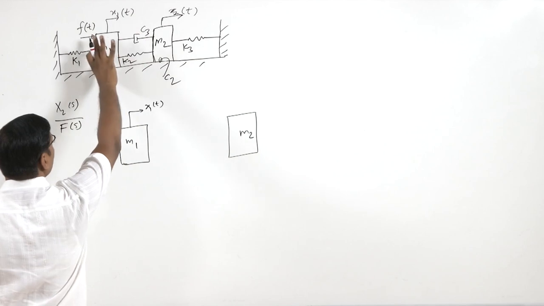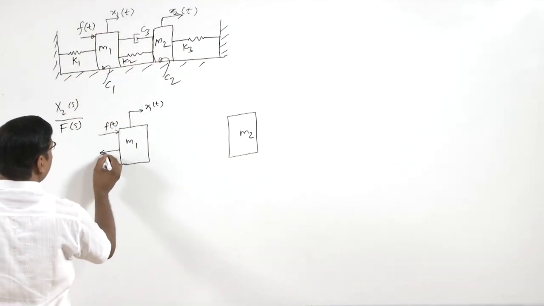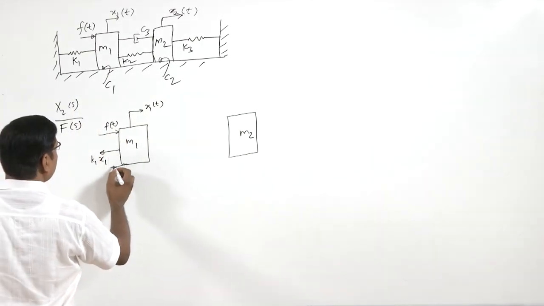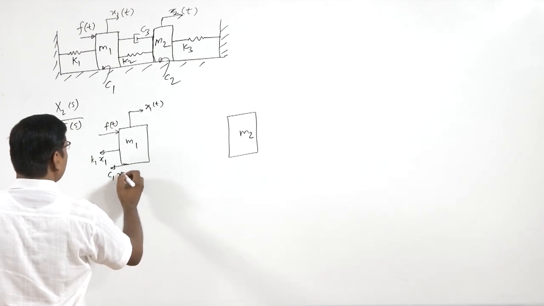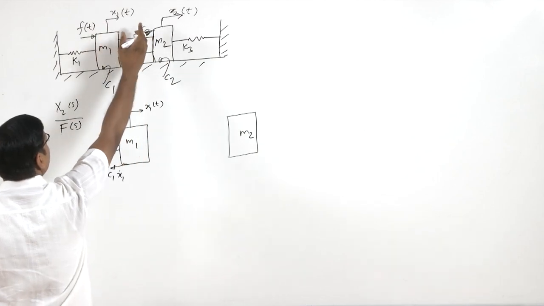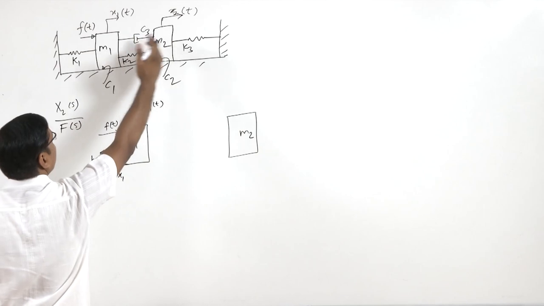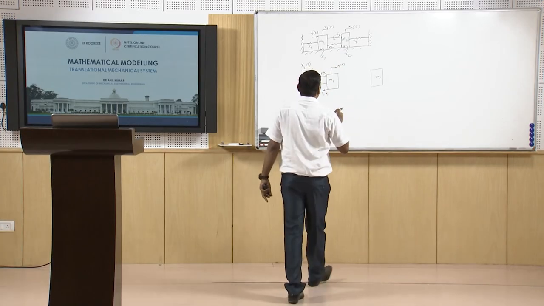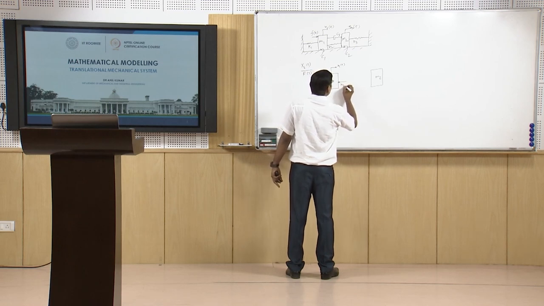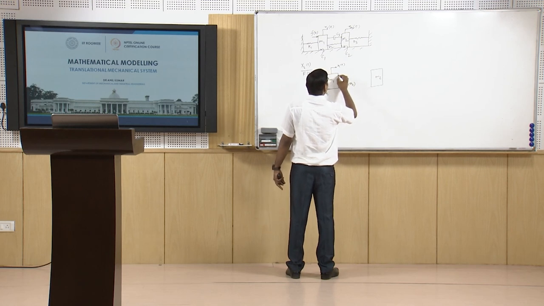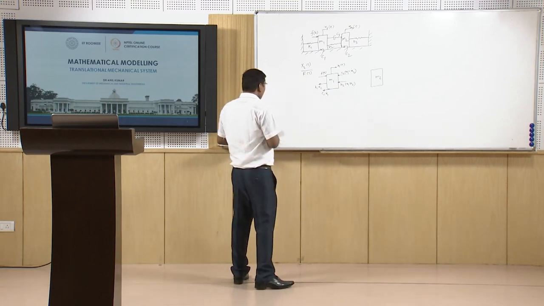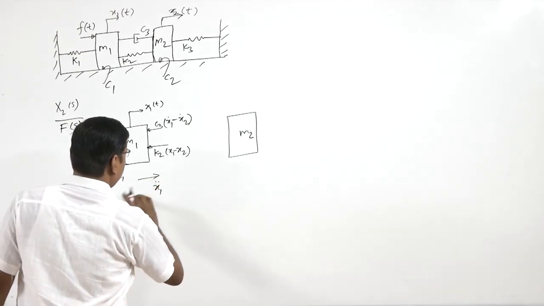So when this mass moves in this direction, there will be a spring force working here, that is K1 x1, and there will be a damping force working here, that is C1 x1 dot. Here this mass is moving X2, this is X1, so the relative movement of this mass in this direction is X1 minus X2, and this spring will be compressed by the amount X1 minus X2. So it will apply a force in this direction, that will be K2 (X1 minus X2), and similarly a damper will apply a force C3 (X1 dot minus X2 dot). And this mass is moving with acceleration X1 double dot.